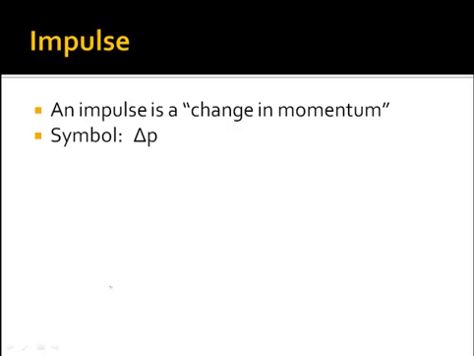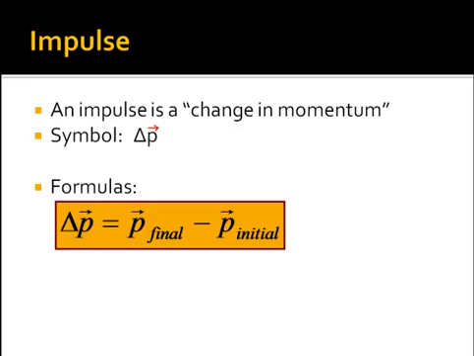Therefore, it has the very obvious symbol of delta p, which is change in p. To be complete, I should put an arrow on top of here, although if you just wrote delta p, most people would know what you're talking about. The formula, therefore, is the final amount of momentum minus the initial amount of momentum. That's how you define any sort of change. That formula by itself is kind of useless.